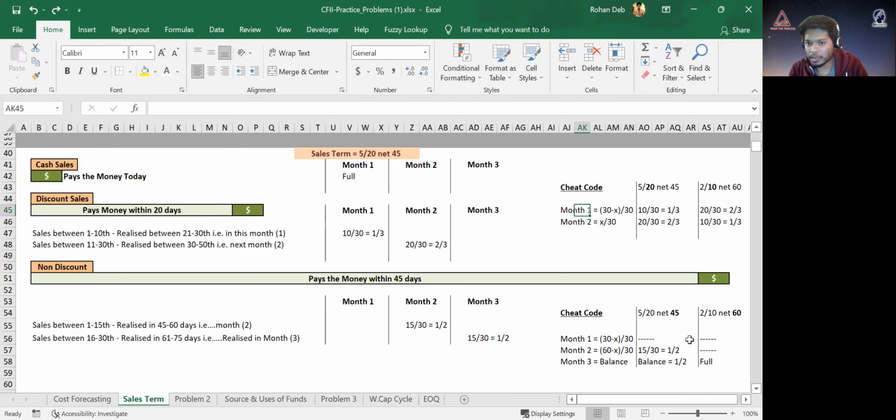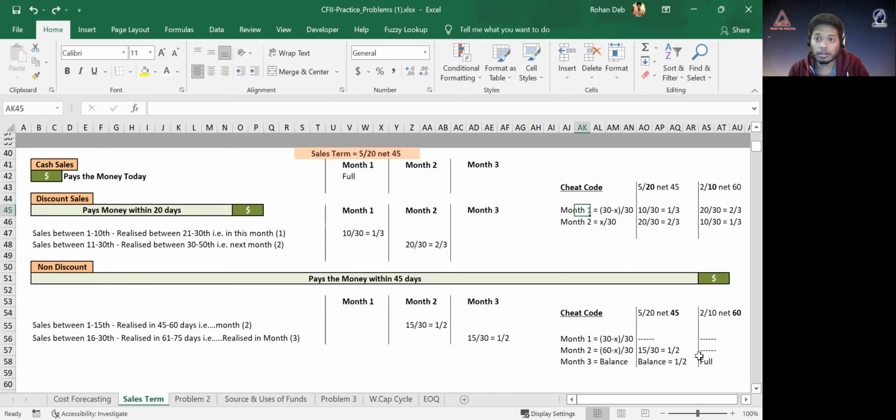Again, for the non-discount period, I will use this value 45. 45 is greater than 30, so in the first month nothing will be realized. In the second month, it will be 60 minus x, so 60 minus 45, which is 15 by 30, which is half. Whatever balance remains will be realized in the next month. That's how you calculate this. Now, what if it's net 60? So 60 minus 60 is 0 by 30, so nothing will be realized here, and the balance, which is the full amount, will be realized in the next month.